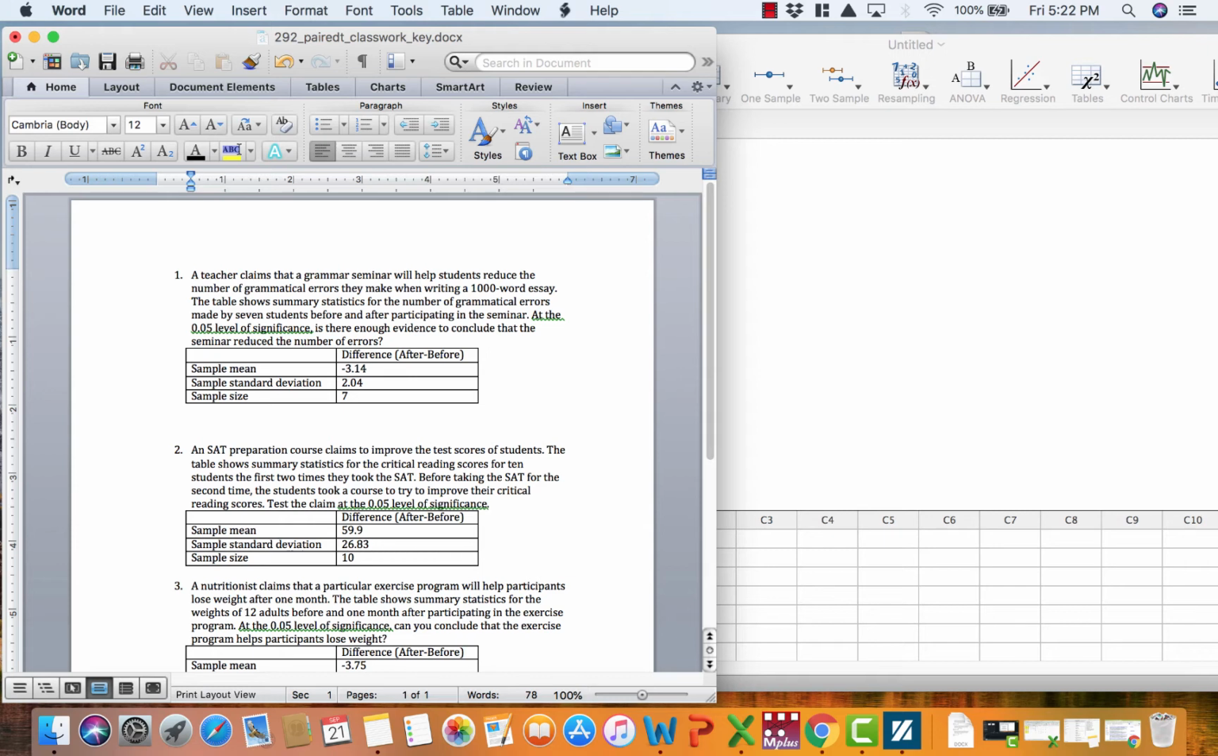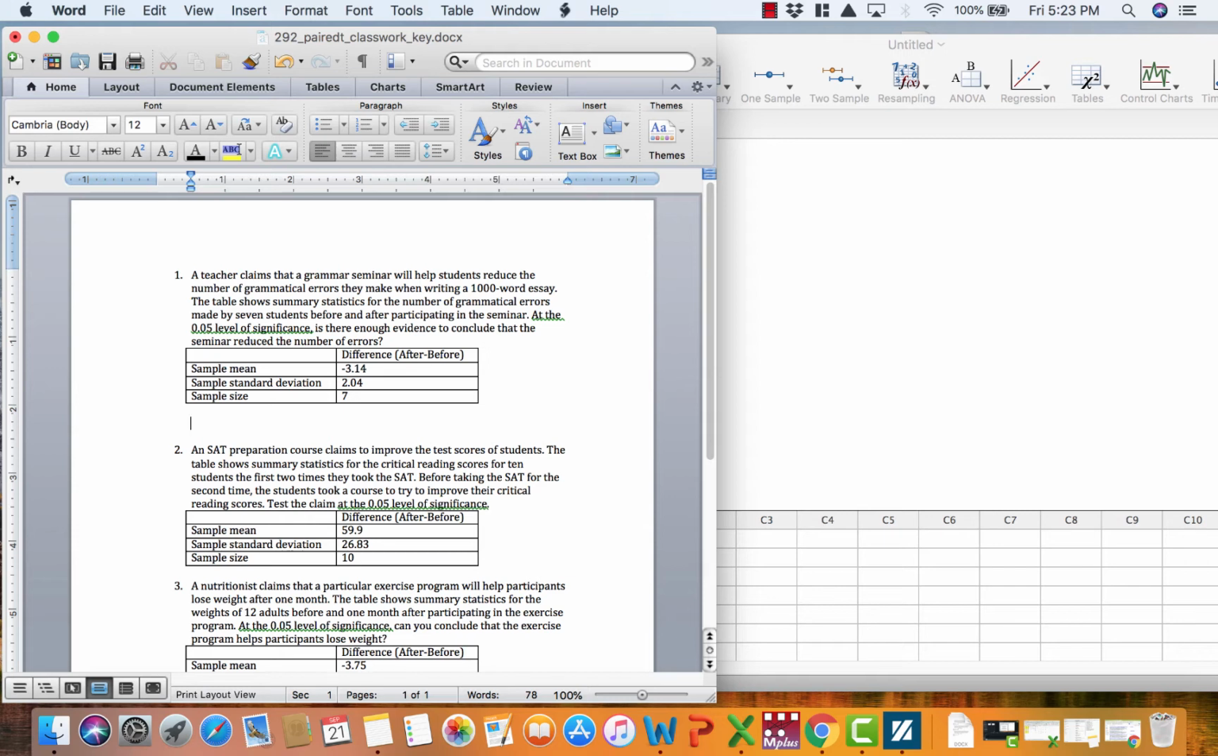Number one. A teacher claims that a grammar seminar will help students reduce the number of grammatical errors they make when writing a 1,000-word essay. The table shows summary statistics for the number of grammatical errors made by 7 students before and after participating in the seminar. At the 5% significance level, is there enough evidence to conclude that the seminar reduced the number of errors?